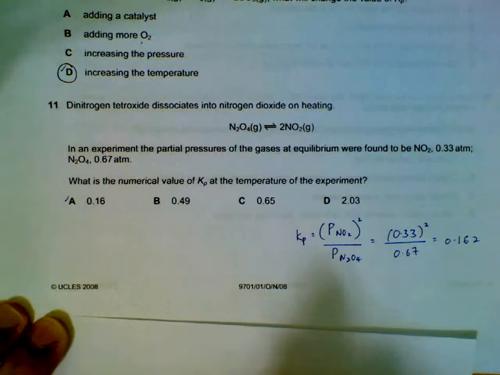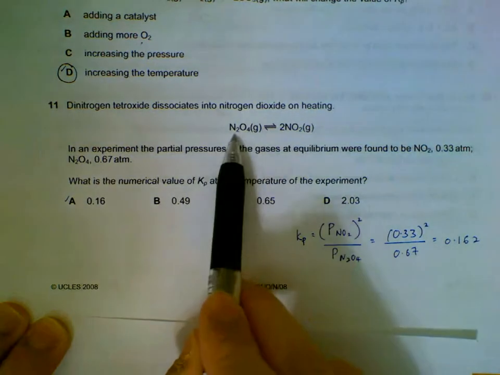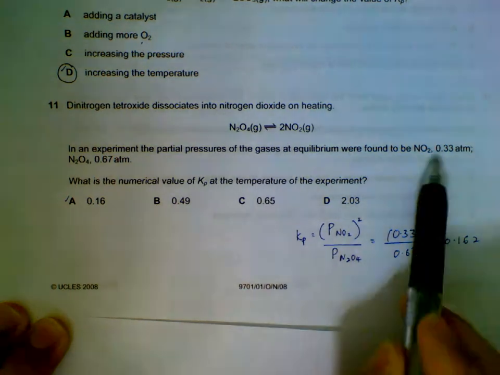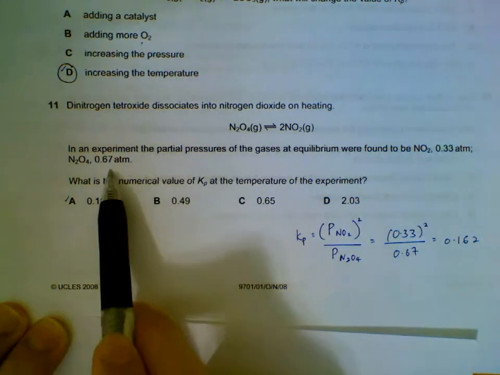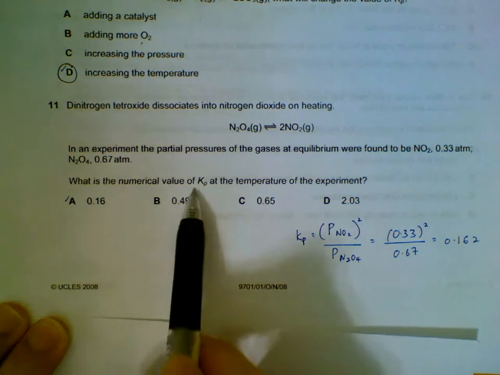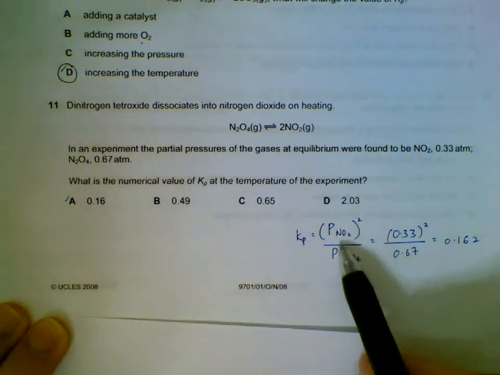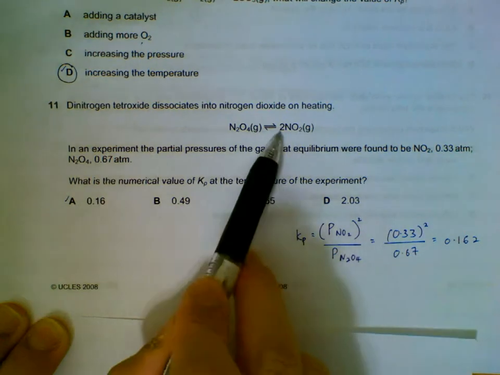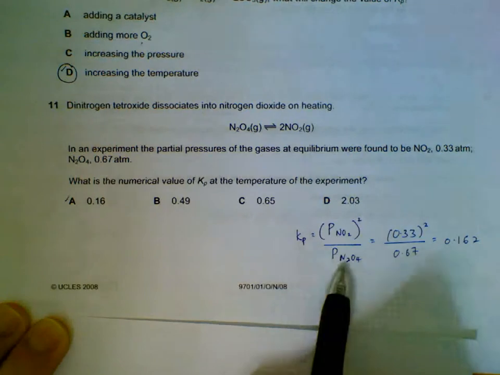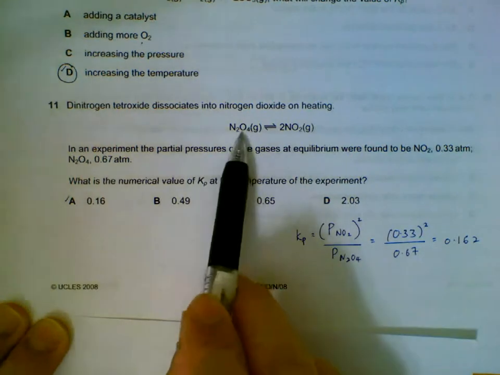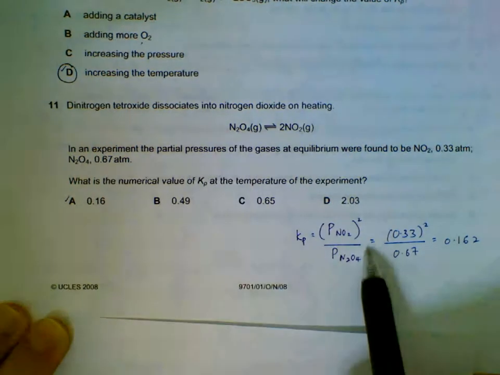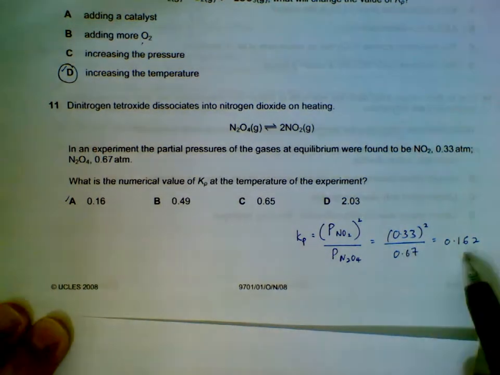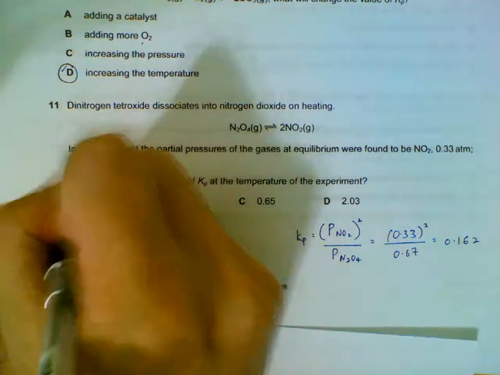Number 11, we have this nitrogen tetraoxide becoming nitrogen dioxide, and we are given the equilibrium pressures. So the Kp expression will be pressure of NO2, but we have to square it because there's a 2 down here, so we square, and over partial pressure of N2O4, which is to the power 1, and we substitute in the equilibrium pressure, we will have our Kp.